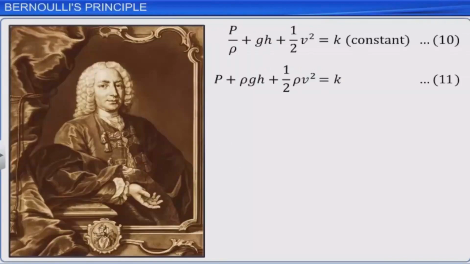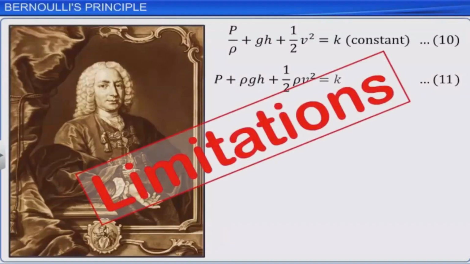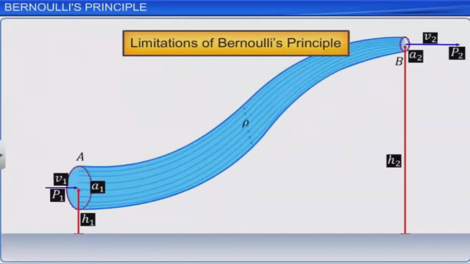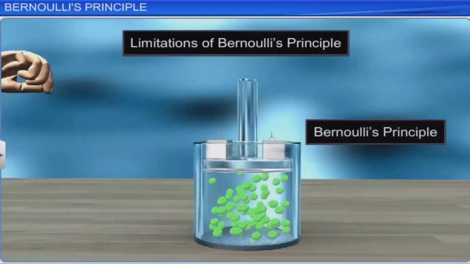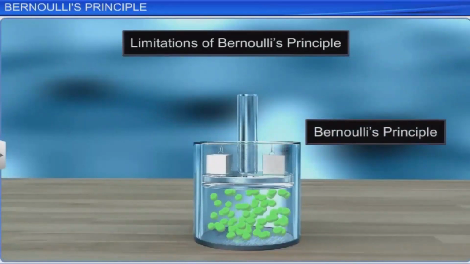Bernoulli's principle, however, has some limitations. Bernoulli's principle is applicable only to ideal fluids, that is, irrotational, incompressible and non-viscous fluids in a streamline flow. If a fluid is compressible, as is generally the case with gases, volumes do not remain constant, and hence density does not remain constant. Thus, we cannot apply Bernoulli's principle to situations such as this.